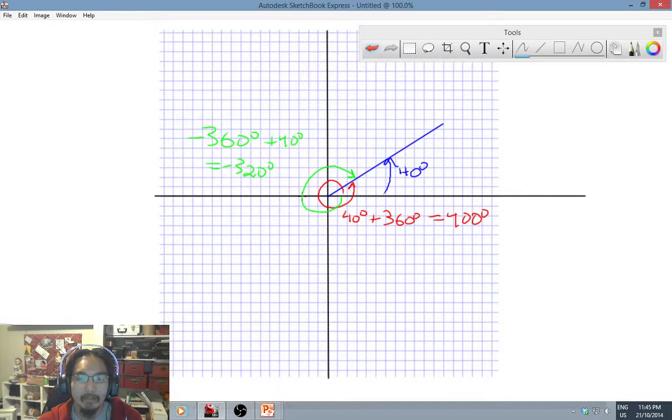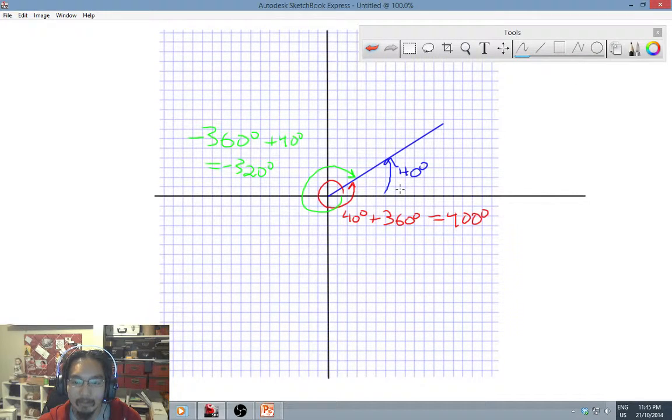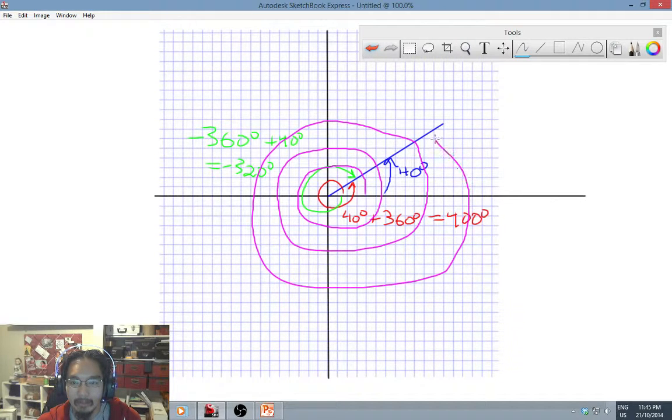Okay, so it doesn't matter how you look at it, it should still give you the same answer. Now, if we were to go really crazy, it could go around once, twice, and let's say 3 times. We'll stop there. If I go around 3 times, this will be 40 degrees plus 360 times 3, because we've gone around the circle 3 times.